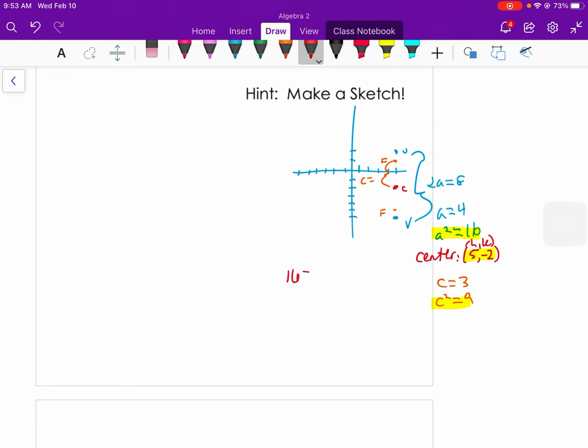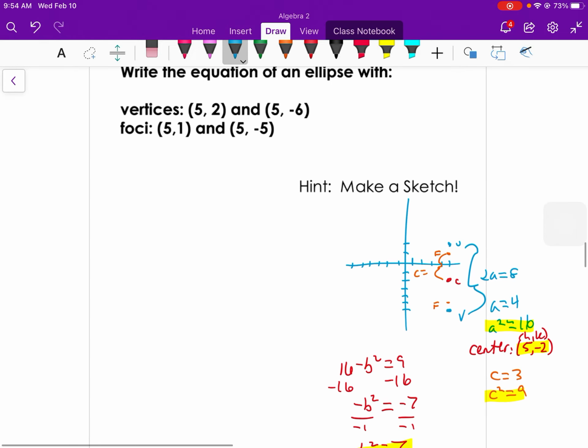So now we can use that equation. So we have a squared minus b squared equals c squared. So we're solving for b squared. So we get negative 5, or excuse me, that should be negative 7. Because negative 7 minus 9 would be negative 16. So then if we divide by negative 1, we get b squared equals 7.